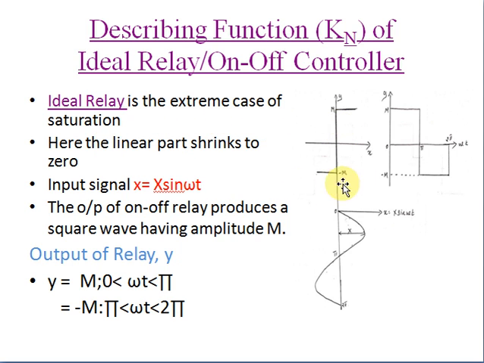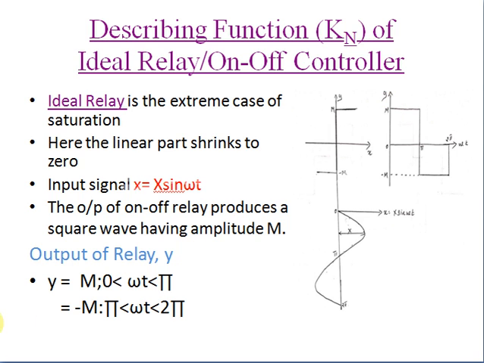When omega t is equal to 0, the relay is turned on and it has a value m, and it retains the value up to omega t equal to pi. At omega t equal to pi, the relay gets turned off. Therefore, the output of the relay produces a square wave having amplitude m. Is it clear? The output y has a value of m from 0 to pi. That is y equal to capital M, where m is the magnitude.